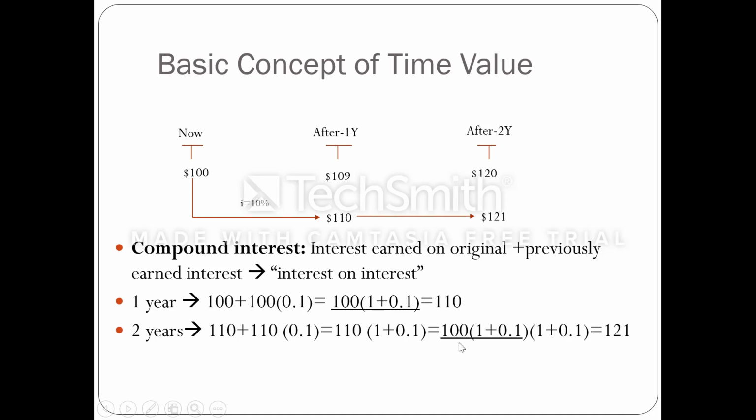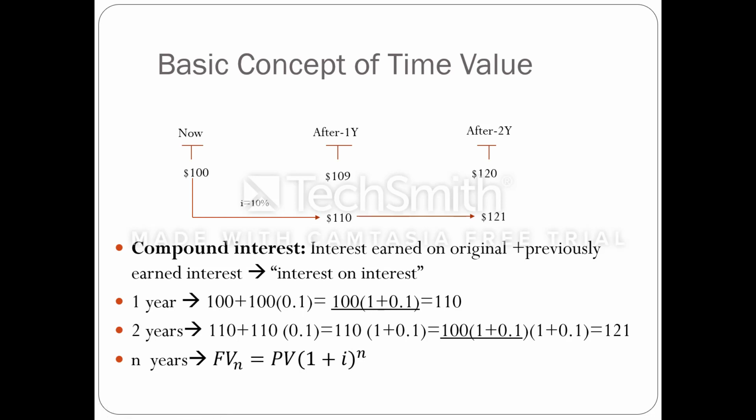If you do a little bit of algebra, just take 110 common from here, you will have 110 into 1 plus the interest rate. And the general formula for compound interest is: future value after nth period is equal to present value into 1 plus I raised to the power n.